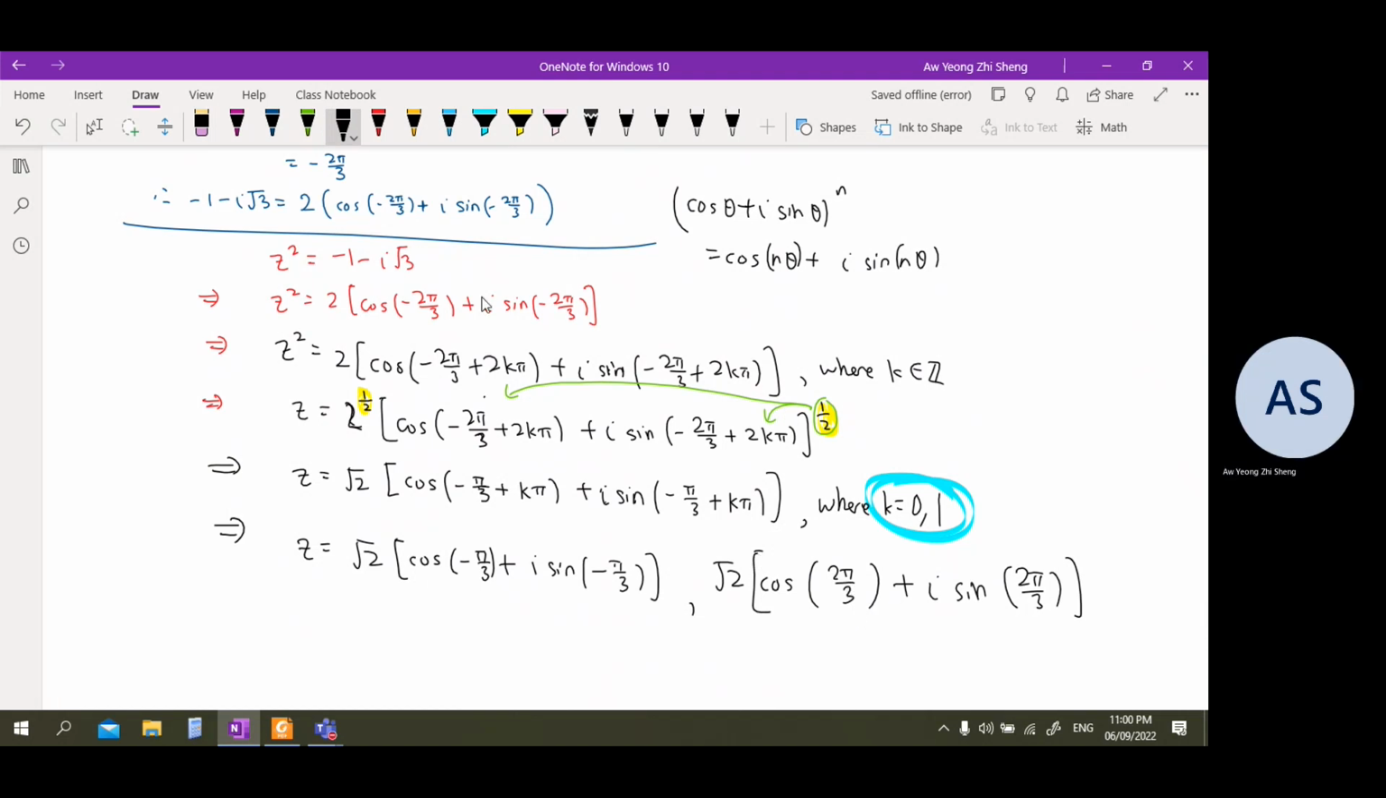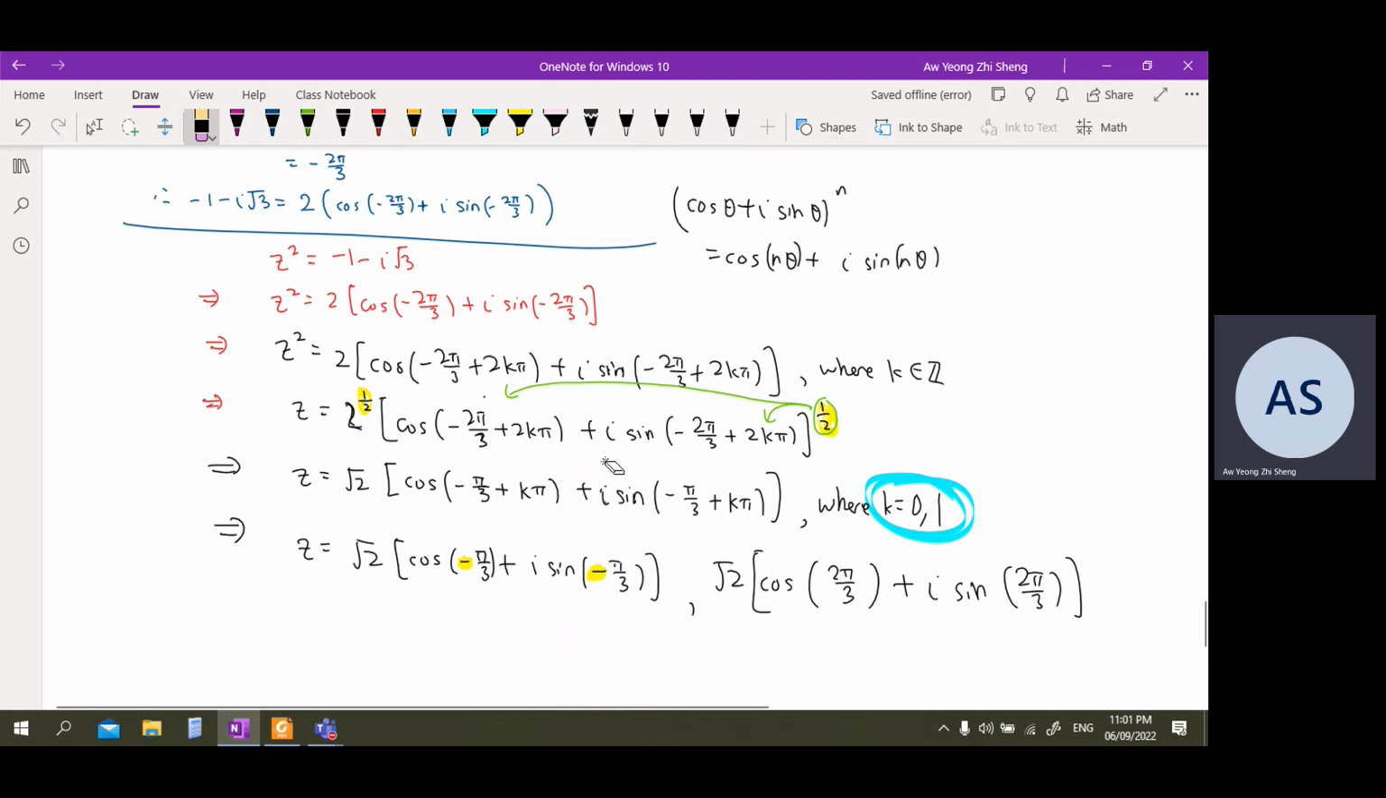Okay, so there are some negative angles here, but don't worry about them, because our solution here, which I underline in yellow, is already in the modulus argument form. And so we'll just leave it in that form. We are not going to do any modification to it. It is okay to have negative angles because this negative pi over 3 is within the principal range. Right. Yeah, so these are your two solutions.